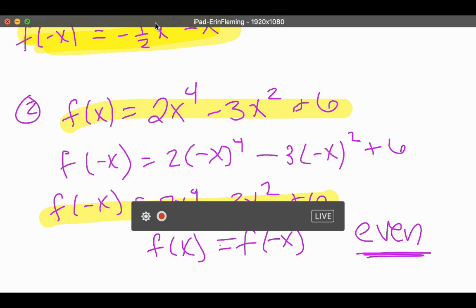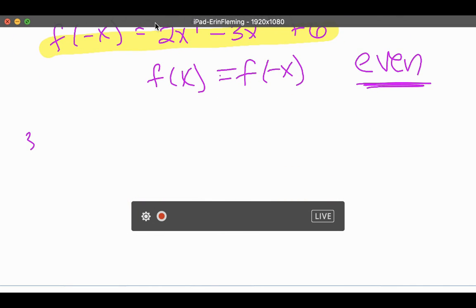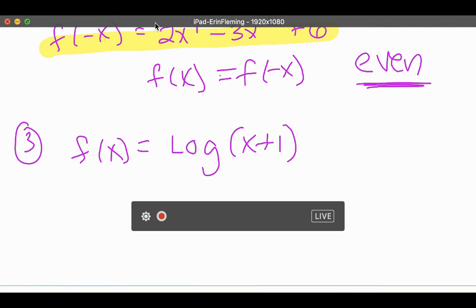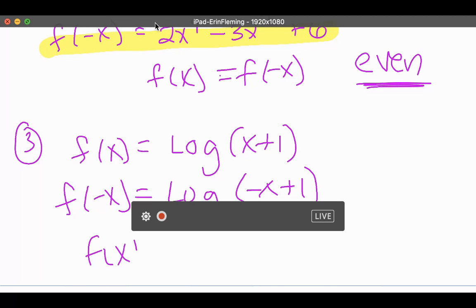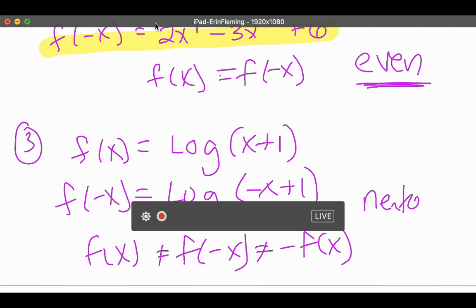But not every function falls into the even or the odd, just like we did in our graph. So let's do a quick example of one that is neither. I'm going to give you f of x is equal to, we'll do our common log of x plus 1. So if I were to try to figure out f of negative x, well, that's just log of negative x plus 1. We can't simplify that. We can't do anything with that. So here we see that f of x is not equal to f of negative x, and it's also not equal to negative f of x. So none of those are true, so it is going to be neither.